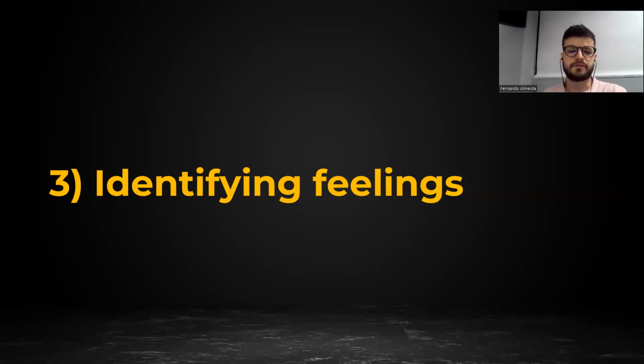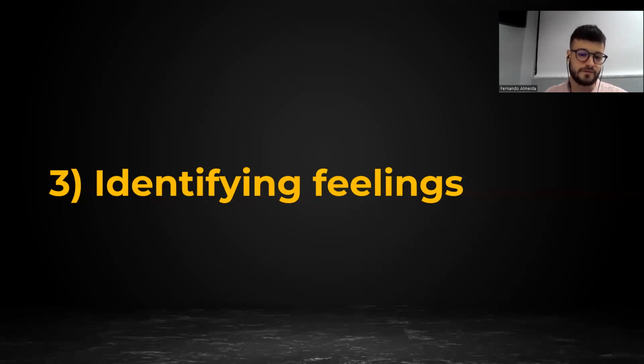Another way to identify the feelings of others is to pay attention to their body language and tone of voice. For example, if someone is speaking in a soft, hesitant voice and avoids eye contact, it may be a sign that they are feeling anxious or ashamed. On the other hand, if someone is speaking in a loud, aggressive voice and making intense eye contact, it may be a sign that they're feeling angry.